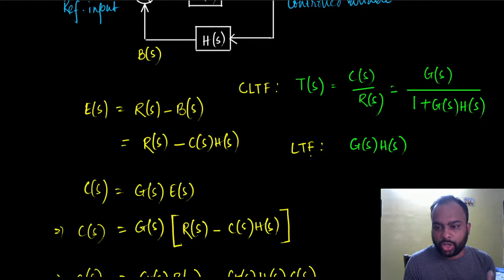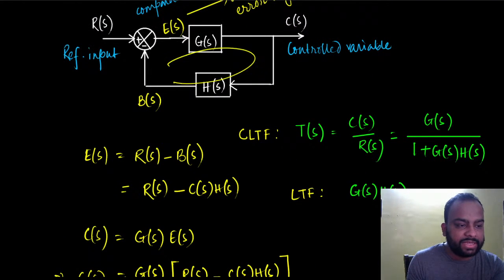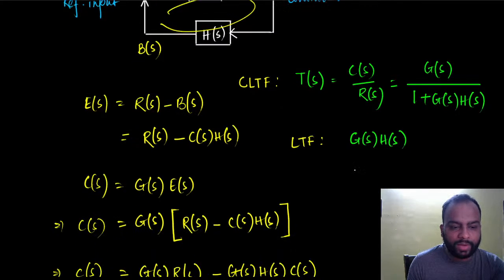Just keep that in mind. It's called the loop transfer function because, think about it in signal flow graph terminology: if this is a loop, then what is the total gain in this loop? That's G(s)H(s), disregarding the minus sign here. So this is called the loop transfer function. This thing is the closed loop transfer function, and this is called the loop transfer function.